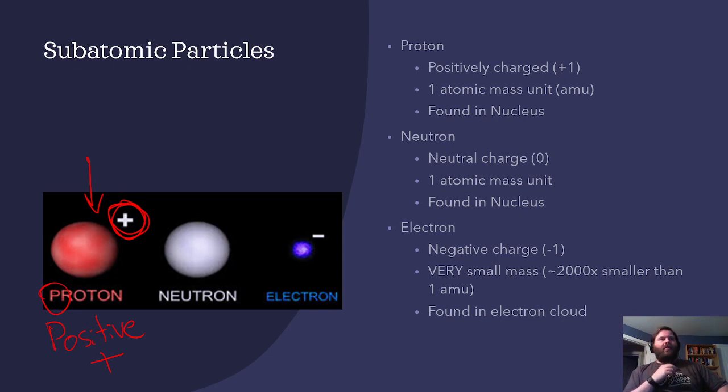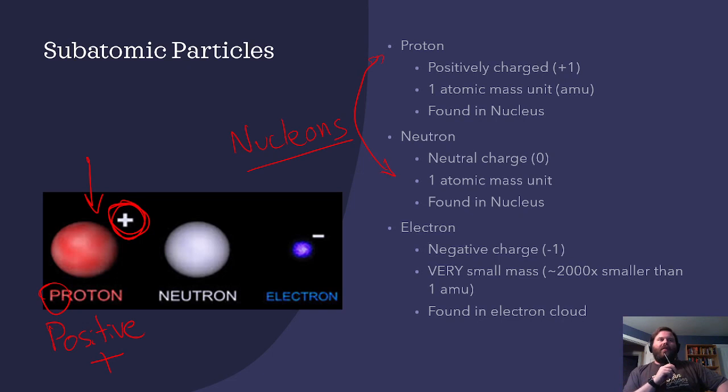And they're found in the nucleus, as we discussed before. By the way, the protons and neutrons that are both found in the nucleus are also referred to as nucleons. That's not in your notes, but I thought I would mention it.